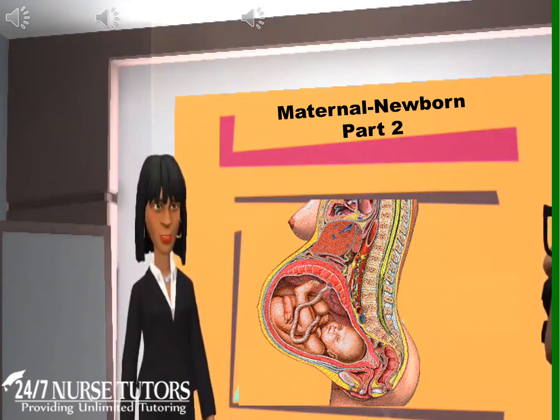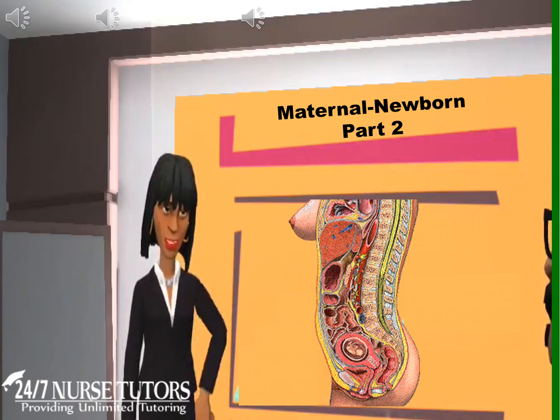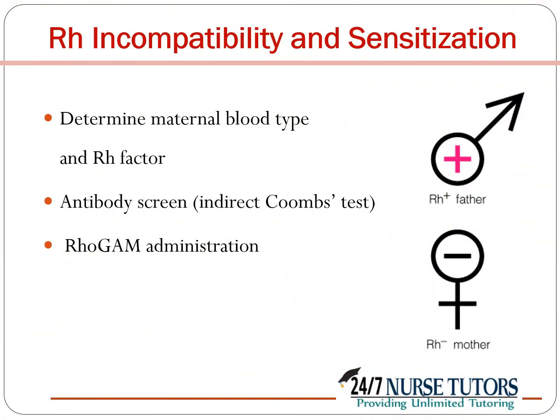Maternal Newborn, Part 2. Rh incompatibility and sensitization is very important, so we're going to spend some time discussing this. It is important a history is obtained at the first prenatal visit. Antibody screens, the indirect Coombs test, determine sensitization to Rh antigen.